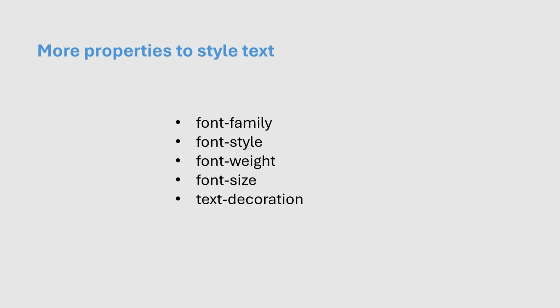In the previous video, we discussed different text styling properties. Now let's move on and learn about different types of CSS. There are three types of CSS: inline, internal and external CSS. Let's start with inline CSS.